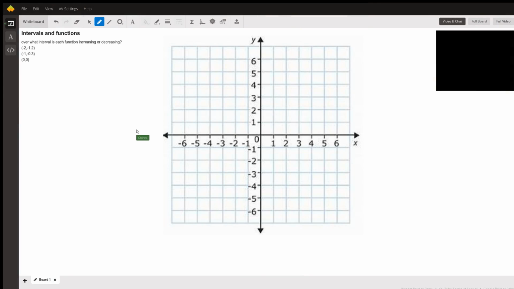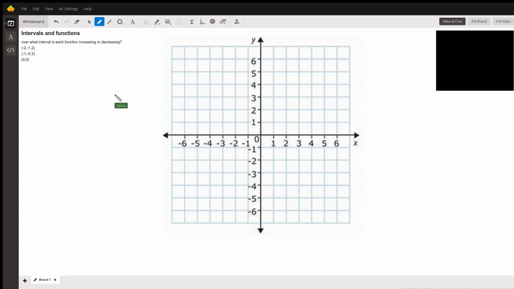Okay, so we want to answer this question. Over what interval is each function increasing or decreasing? So the function is defined by the ordered pairs here. Okay, so the best way of doing this problem is to actually plot these points.